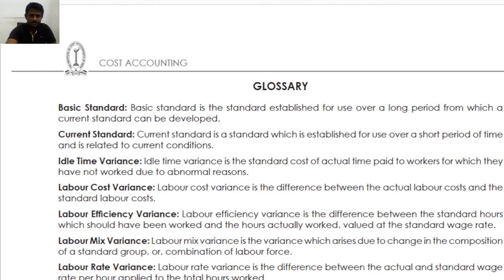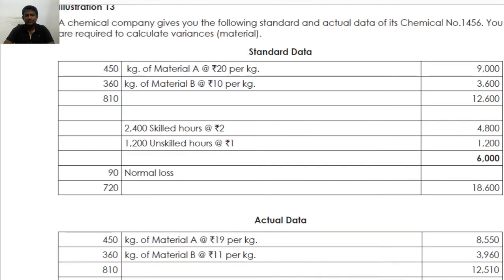So they are asking for material alone, because in this problem they are asking material variances. Okay. So how to work out this problem? First go through the standard data. So standard data, what is the information given?